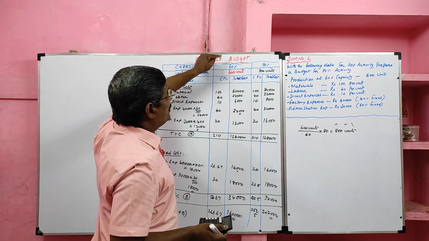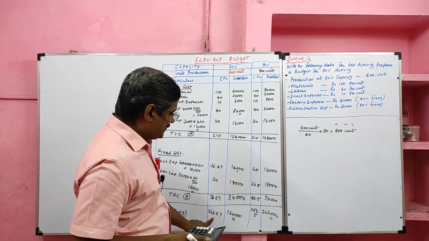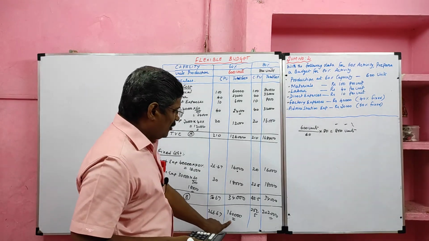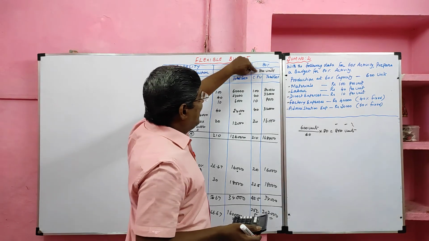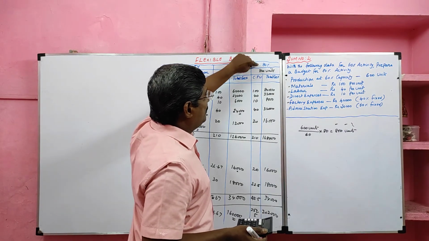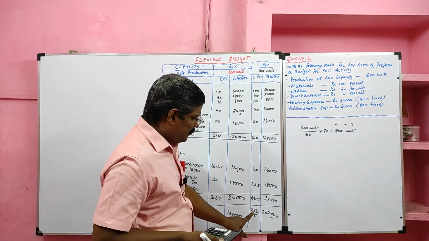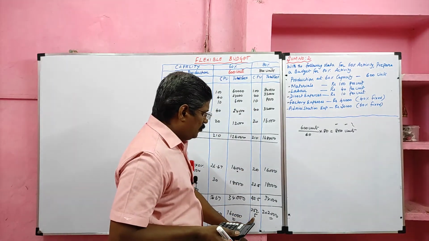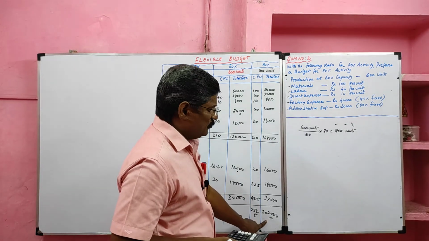Students, if they manufactured at 60% activity, they produce 600 units, with a cost per unit of 266 rupees 67 paise and a total cost incurred of 1,60,000 rupees. Likewise, if they manufacture 800 units, working at 80% capacity, the cost per unit is 252 rupees 50 paise, and the total cost incurred is 2,02,000 rupees.